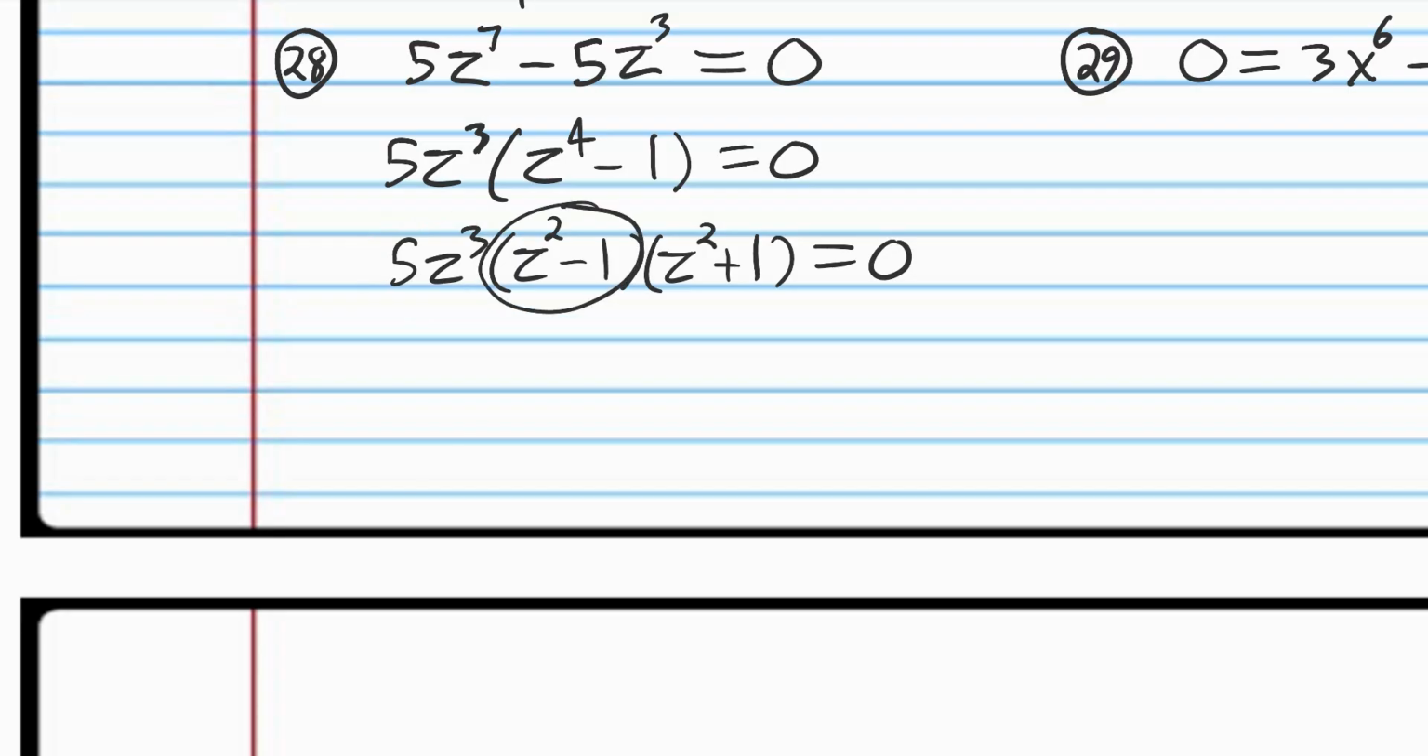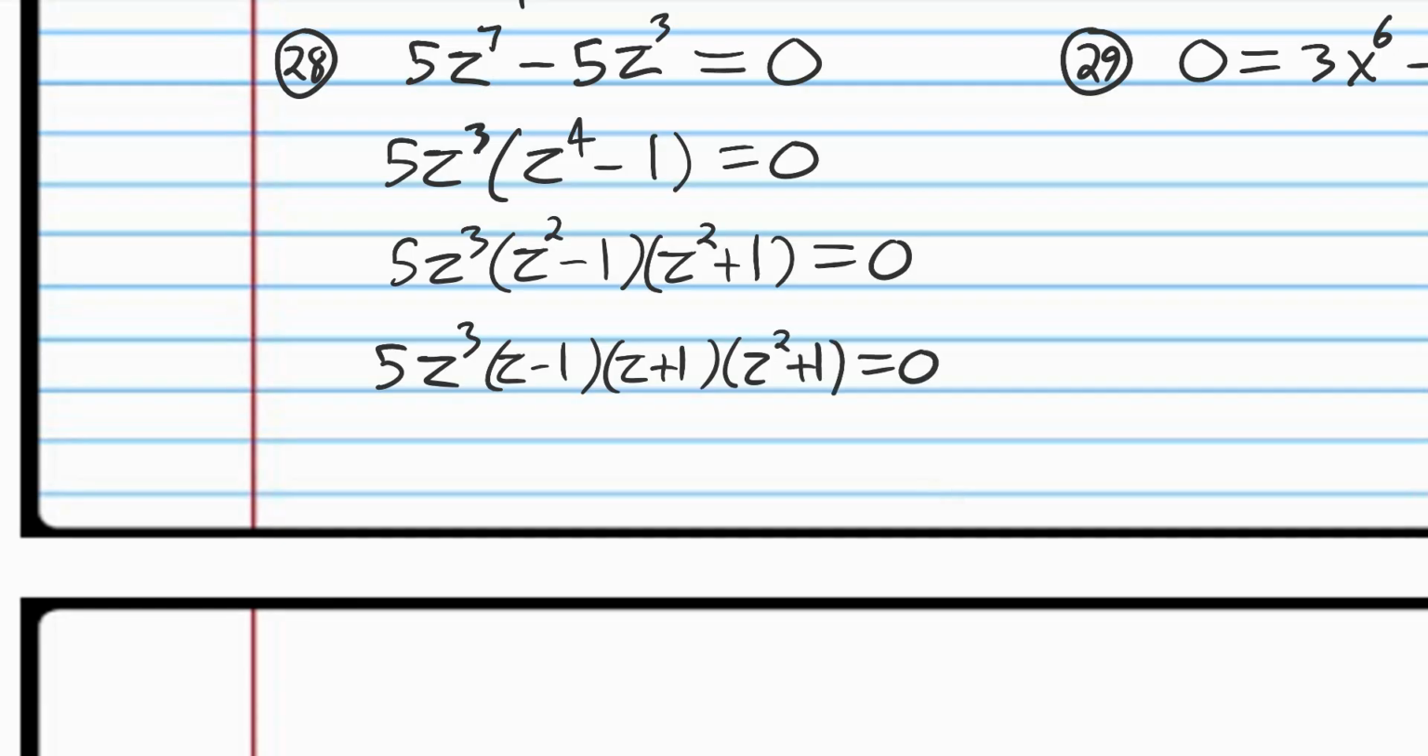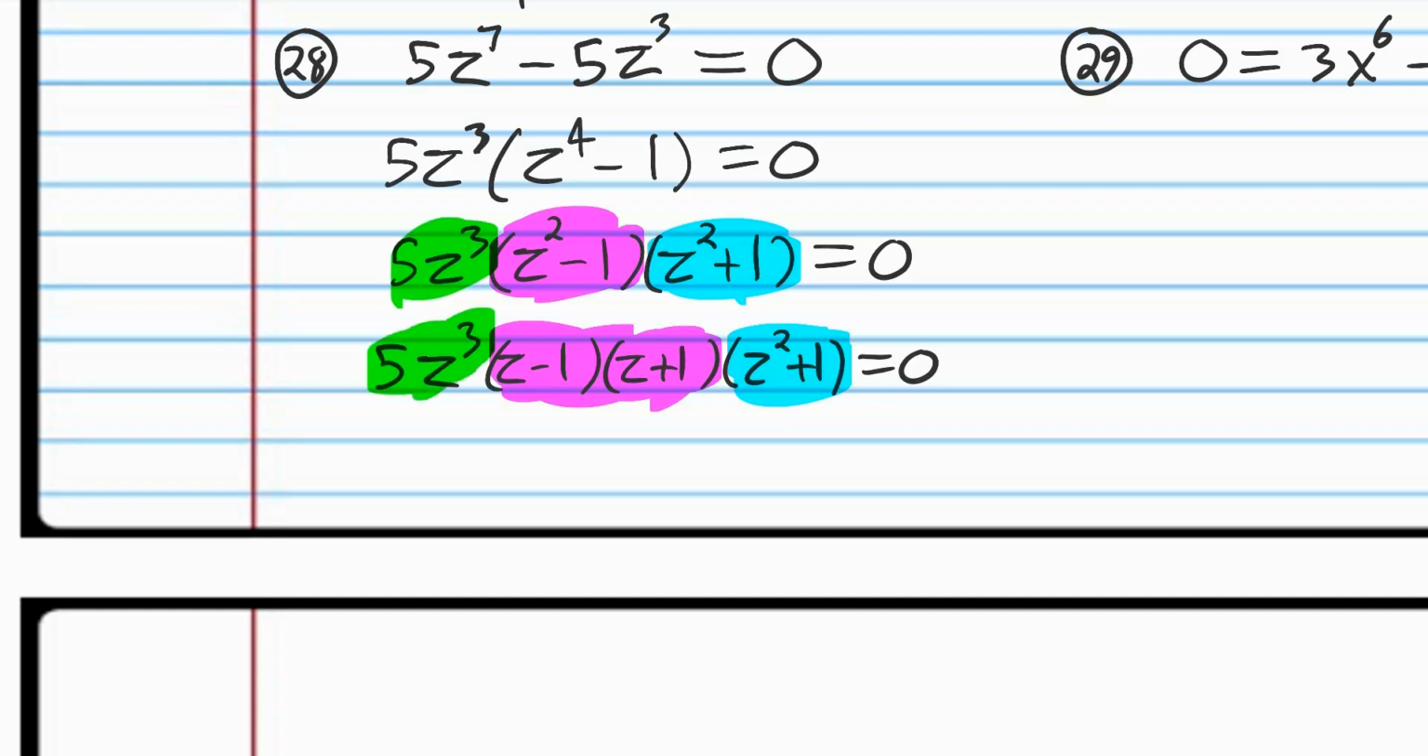This is the difference of two squares, which means we can keep going. We can keep factoring this. But this we cannot keep factoring because it's the sum of two squares. So I'm going to keep going. I'm going to factor this inner part. And I'm going to go ahead and color code that so you can see exactly what's going on. But let me just write it first. So this part becomes z minus 1, z plus 1. And this part just is rewritten. And of course, this part is the greatest common factor.